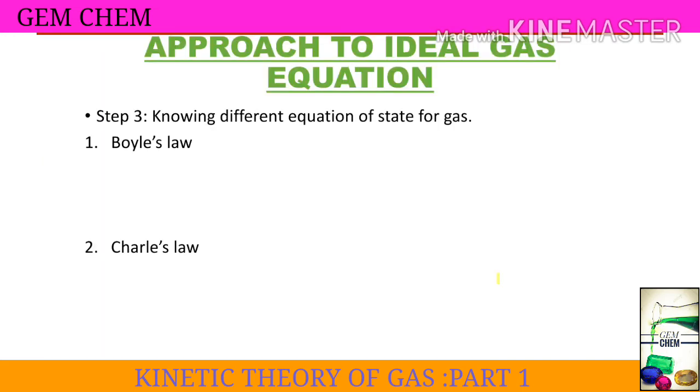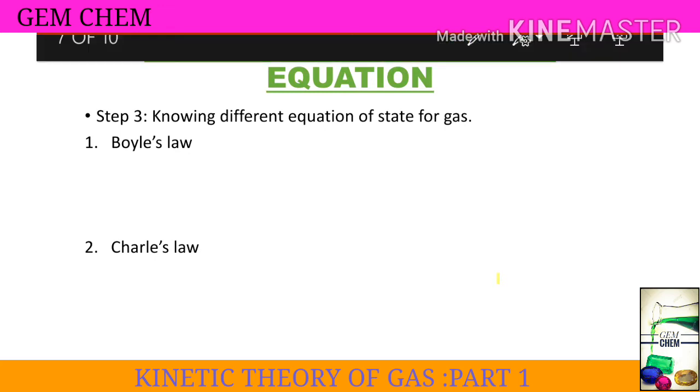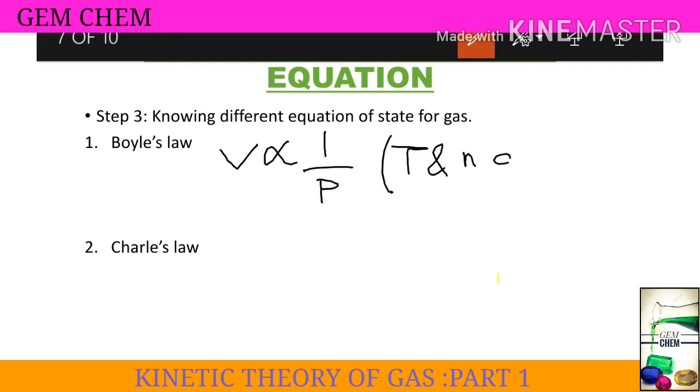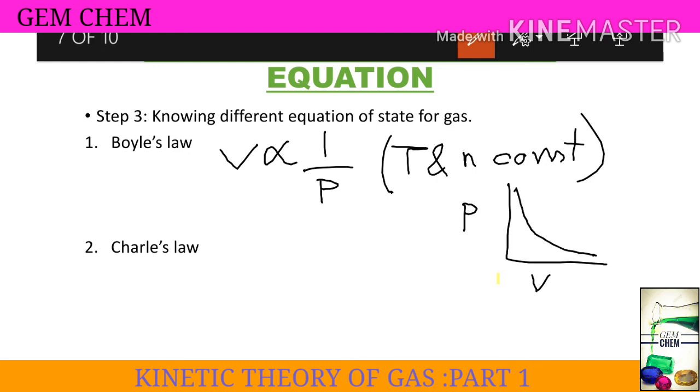Now we are going to learn about the different equations of state of gas. These are obviously ideal equations. Boyle's law states that the volume of a gas is inversely proportional to the pressure of the gas when temperature and mole fraction are constant. It is generally represented by a graph of pressure versus volume, and it is a rectangular hyperbola.